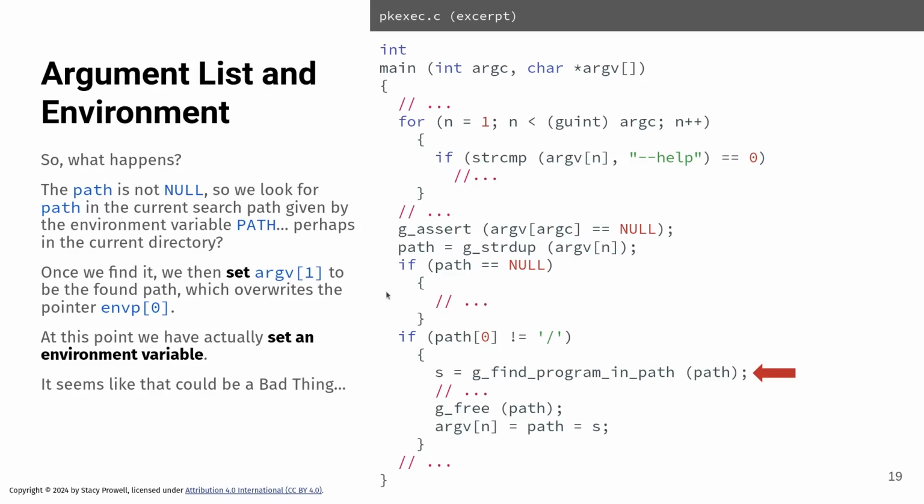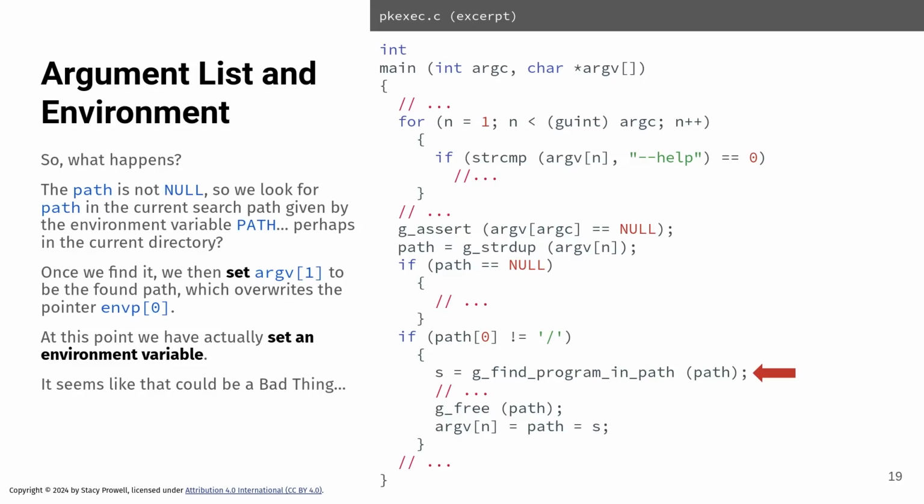Then we come down here and we do this piece right here. path equals g_strdup(argv_in). What's argv_in? Well, it's argv1. And remember that argv1 is just envp0. It's the first environment variable. So whatever's in that first environment variable gets put into path. Now we check to see if path is null, and it's not going to be null. So we won't do this. We'll come down here and we'll see if path[0] is a slash.